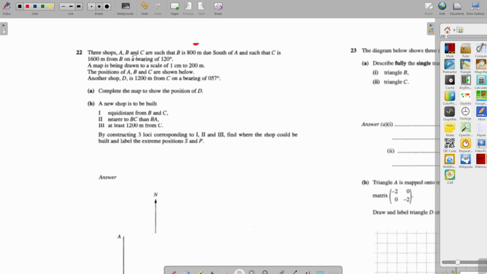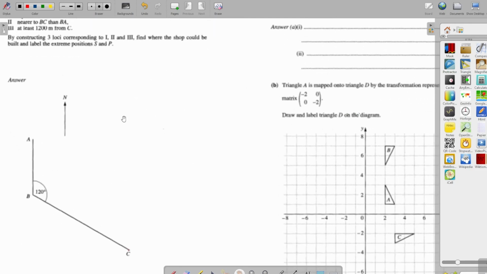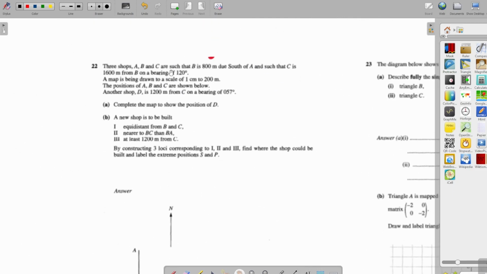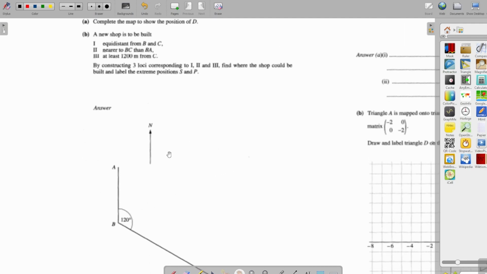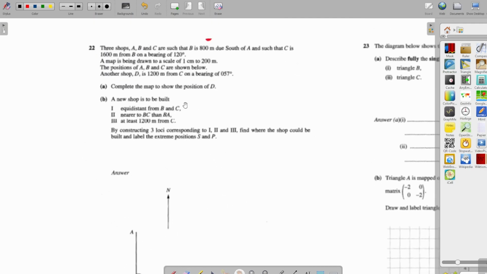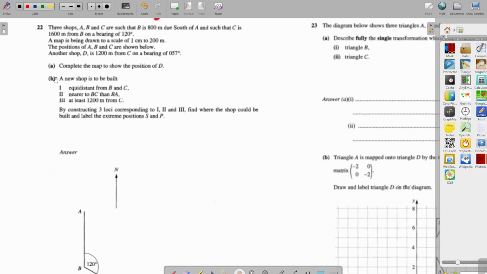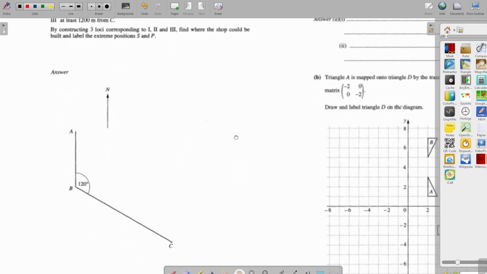3 shops, A, B, and C, which are shown to us down here, are such that B is 800 meters due south of A, and such that C is 1600 meters from B on a bearing of 120 degrees. The positions of A, B, and C are shown below. Another shop, D, is 1200 meters from C on a bearing of 057 degrees. So complete the map to show the position of D.